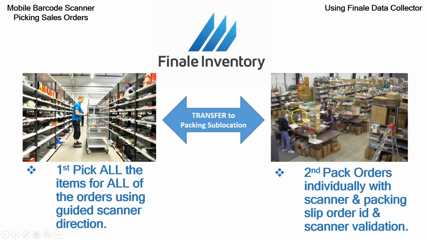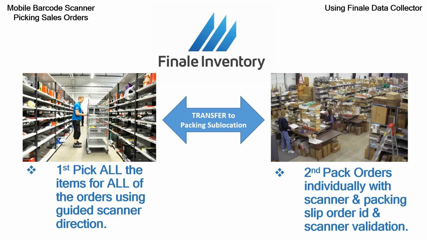The second operation in pick and pack is the pack operation, in which you will use the barcode scanner again, and the scanner will direct you. You'll scan an order ID, and it will tell you to get this item right off the packing table, and you'll put it in the order and validate it. And you'll repeat that until you have packed out every single order.